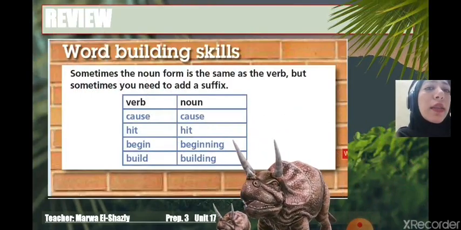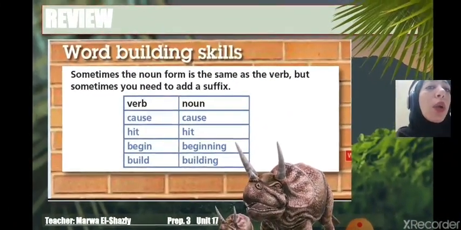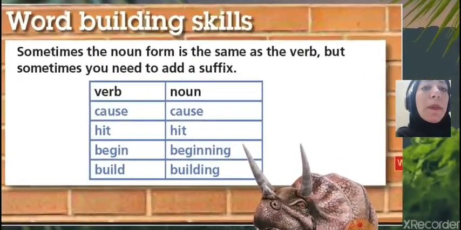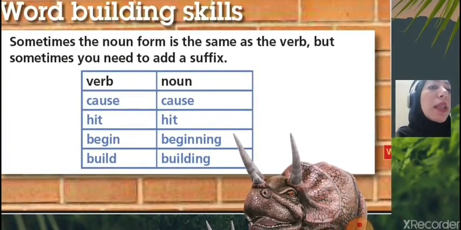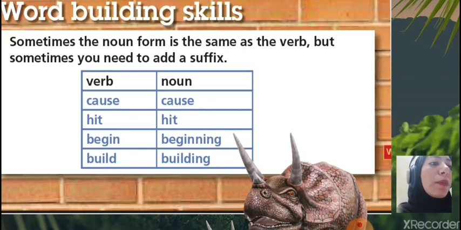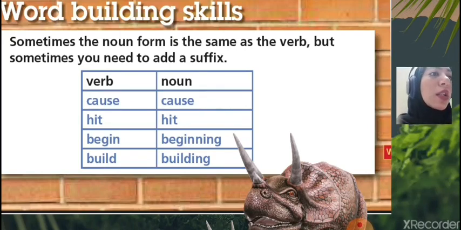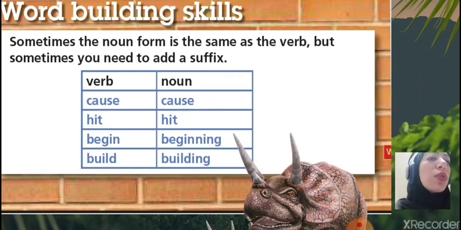For the last thing today, our word building skills, sometimes the noun form is the same as the verb, but sometimes you need to add a suffix. You know what is a suffix? A suffix is some letters added at the end to change the part of speech, or in other words, to change from verb to noun.